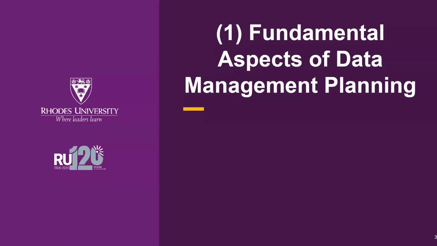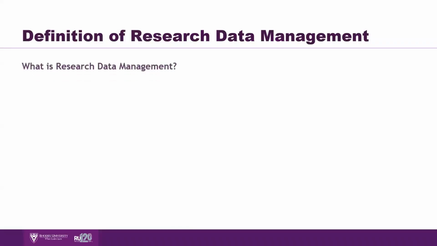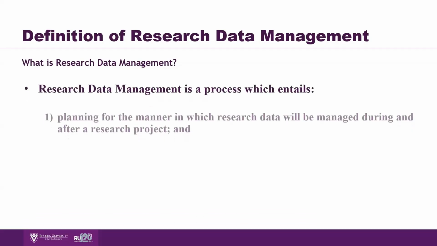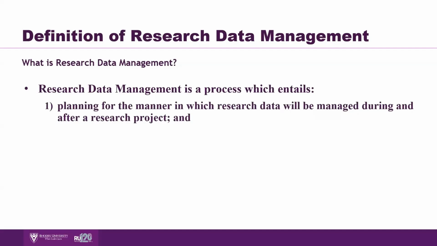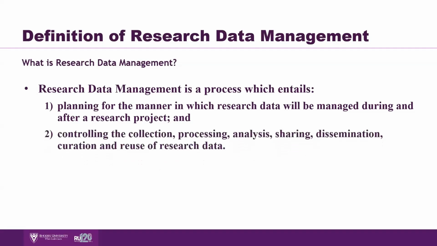So first things first, the fundamental aspects of data management planning. What is research data management? That's the actual starting point. In order to understand data management planning, you should have an understanding of research data management in the general sense. We've defined research data management as a process which entails planning for the manner in which research data will be managed, importantly, during as well as after a research project. And secondly, controlling for the collection, processing, analysis, sharing, dissemination, curation, and reuse of research data.